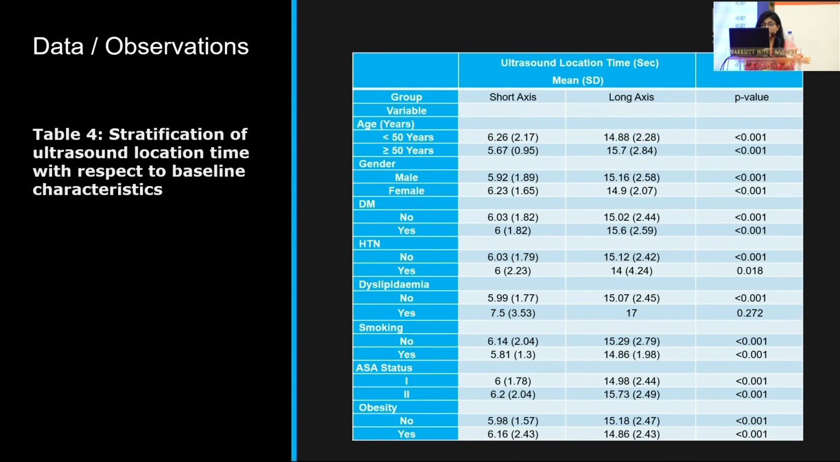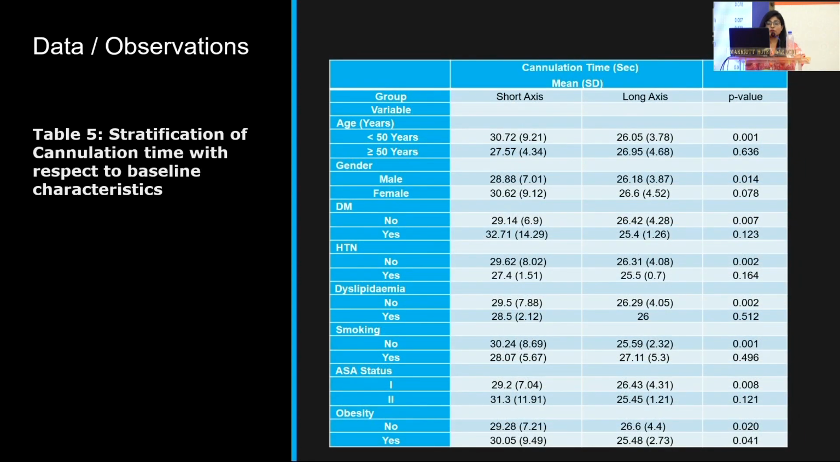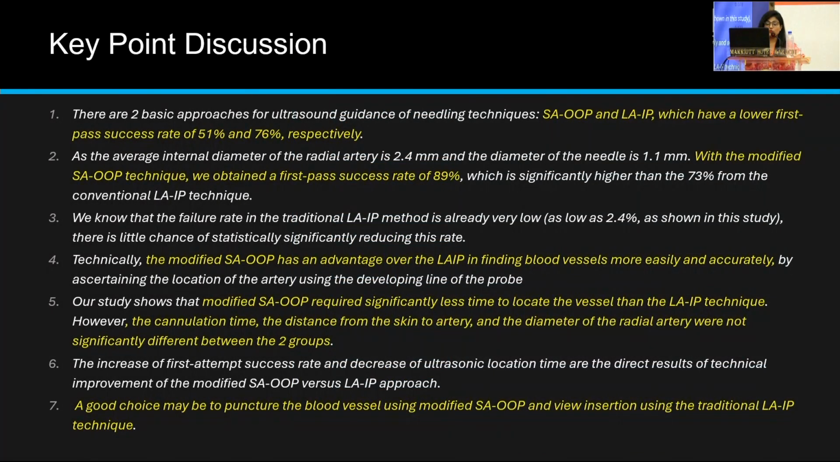Table 3 is showing the comparison between the ultrasound location time with the different variables. And Table 4 is showing the cannulation time with the different variables. So the key point of our discussion is that the short axis out of plane and the long axis in plane are widely used in daily practice, but the short axis out of plane has a lower first pass success rate, only 51%, while the long axis has 76%.